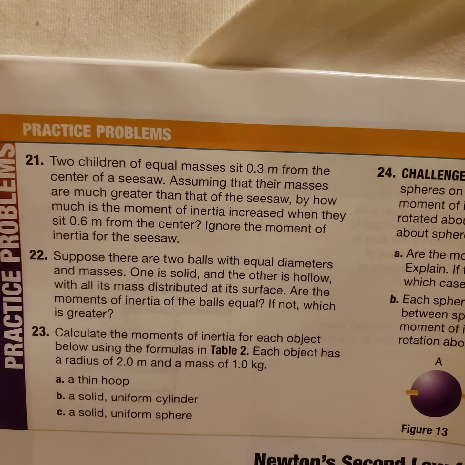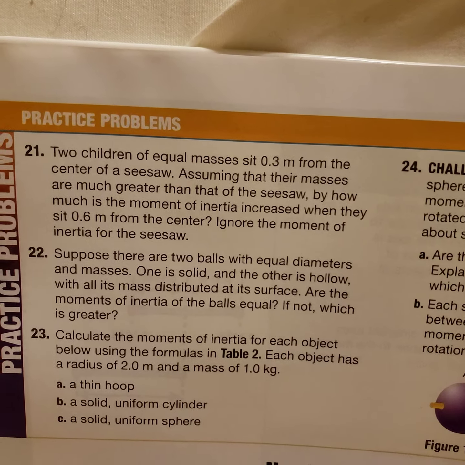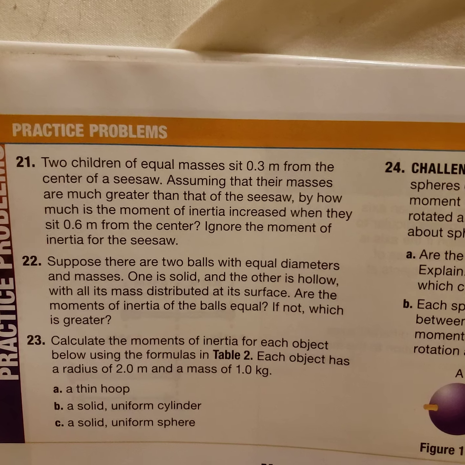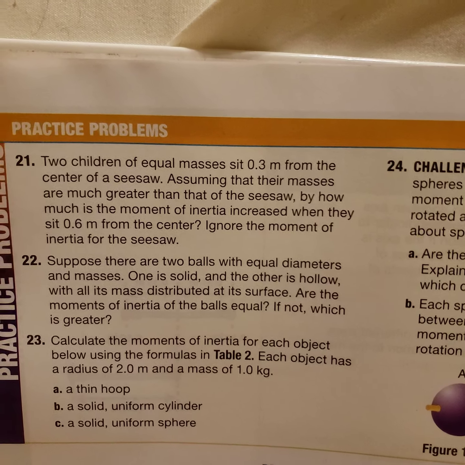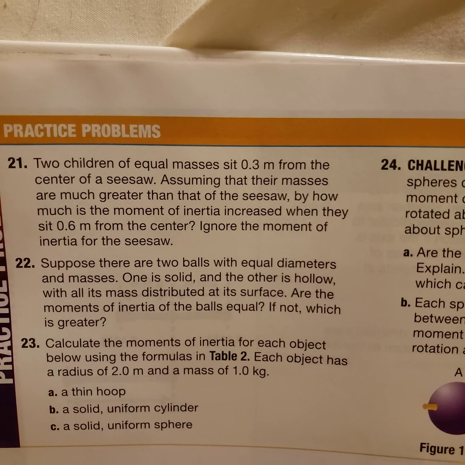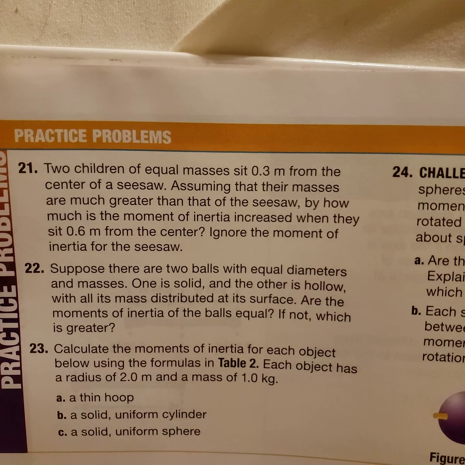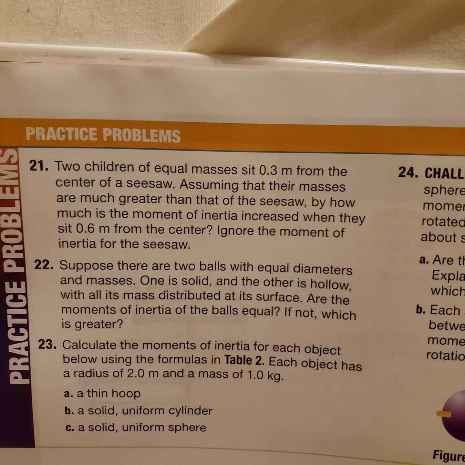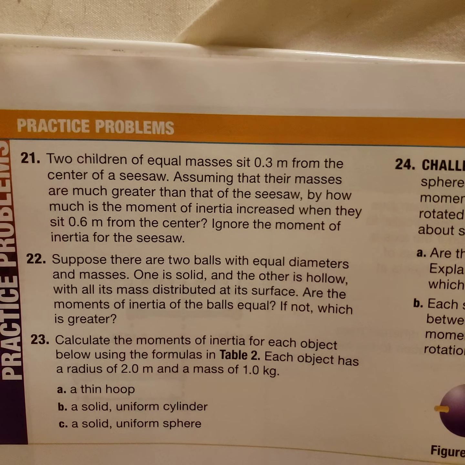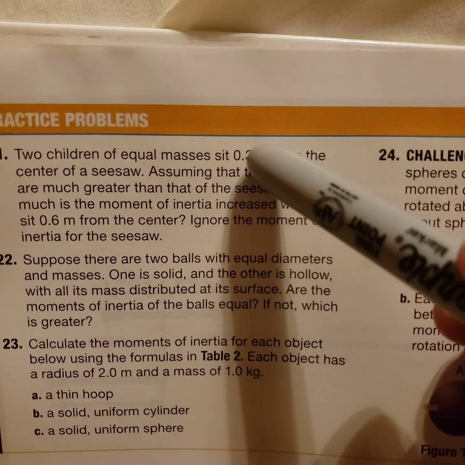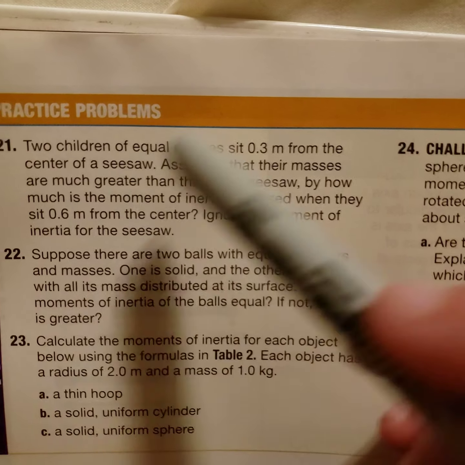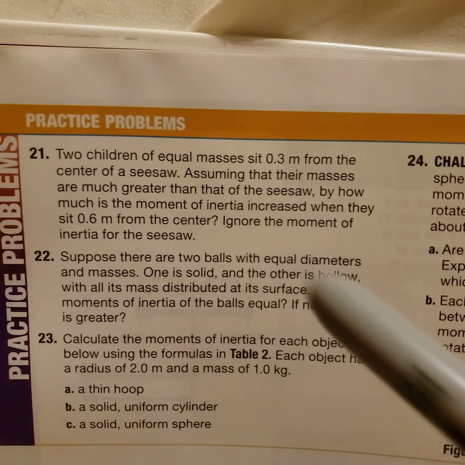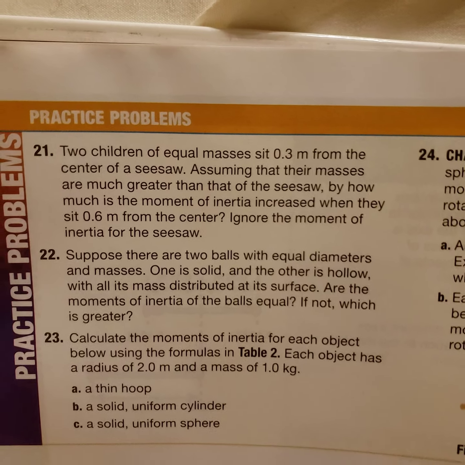Let's look at number 21 instead, and let me walk you through this. So we have two children of equal mass, and they are sitting 0.3 meters from the center of a seesaw. Now, assuming their masses are much greater than that of the seesaw, how much is the moment of inertia increased when they sit 0.6 meters from the center? All right, so we're moving our radius from 0.3 to 0.6. So we're going to double that, okay? How much are we increasing their moment of inertia?